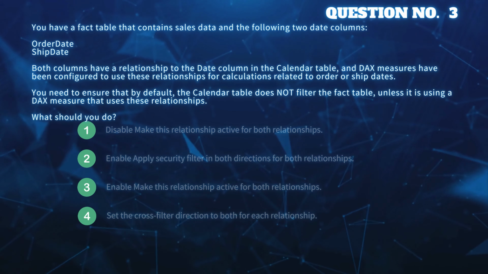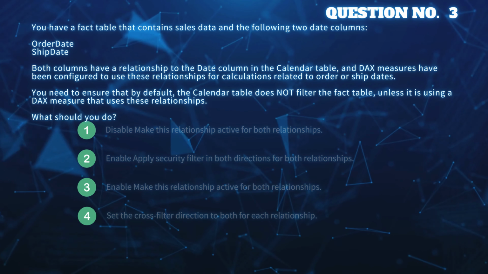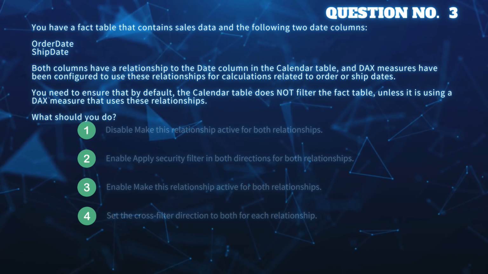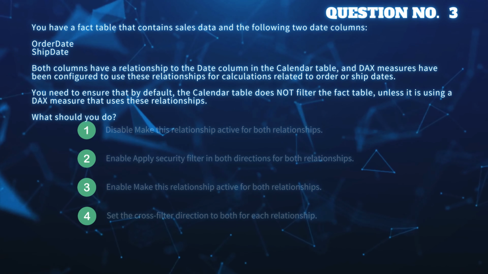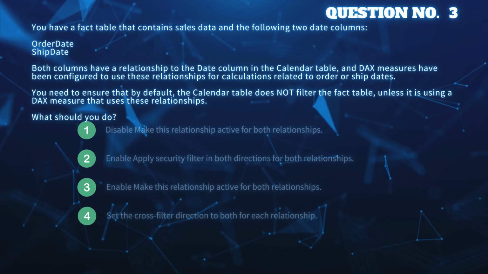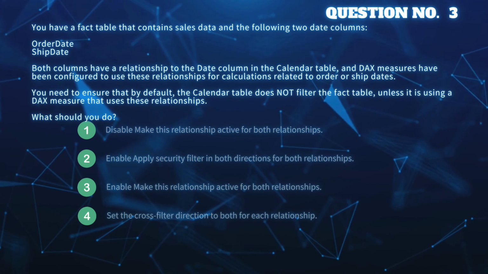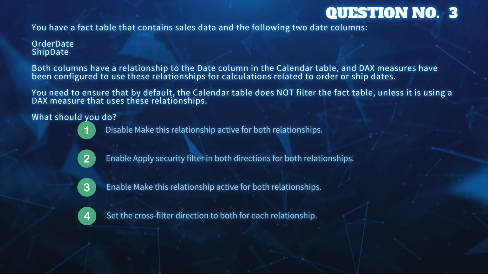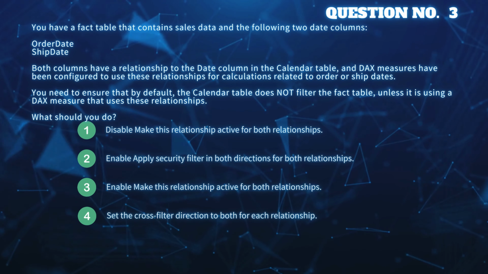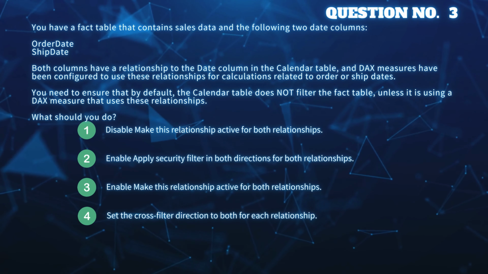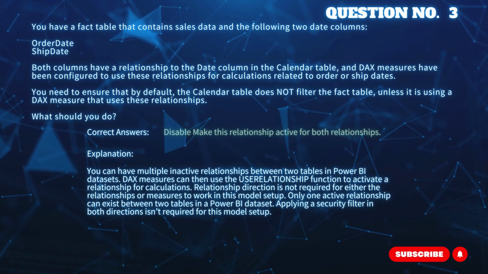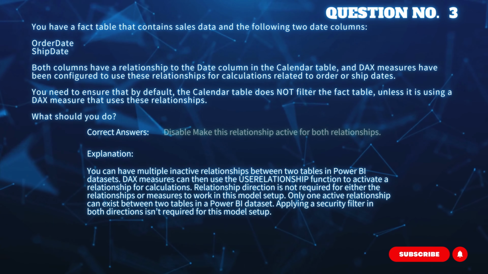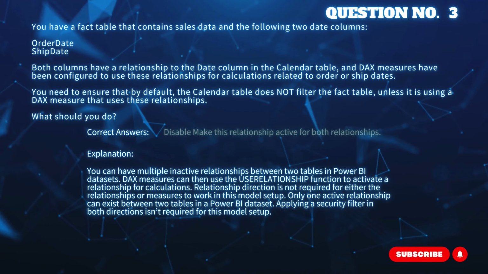What should you do? Option 1, disable make this relationship active for both relationships. Option 2, enable apply security filter in both directions for both relationships. Option 3, enable make this relationship active for both relationships. Option 4, set the cross-filter direction to both for each relationship. Correct answer: disable make this relationship active for both relationships.